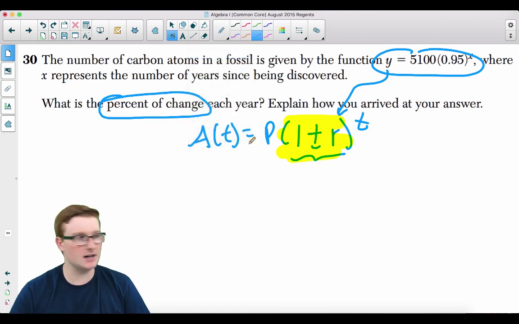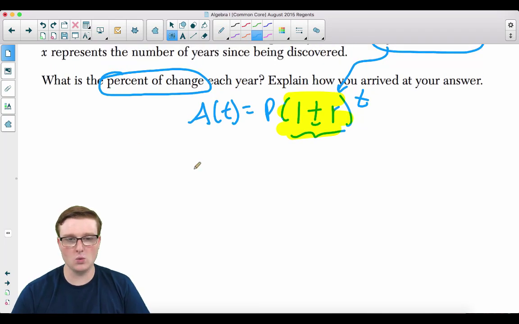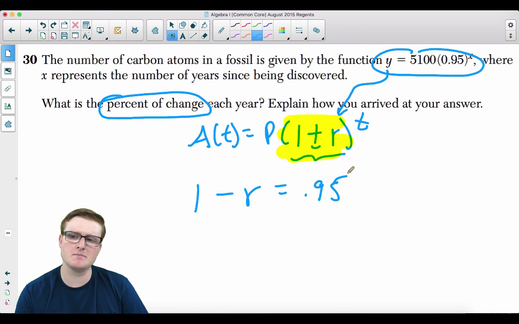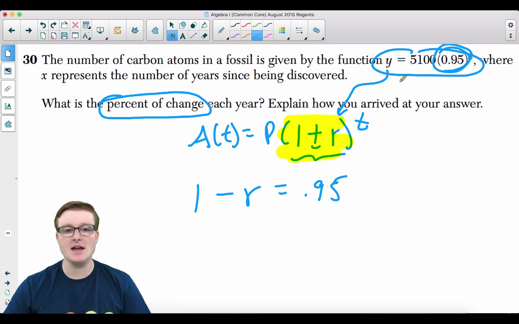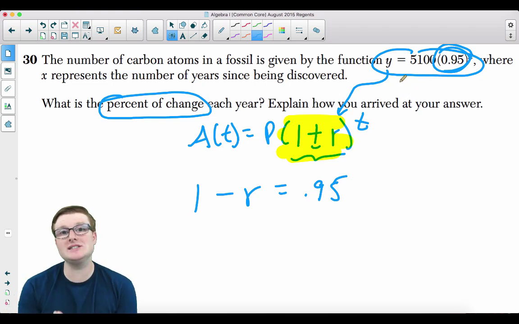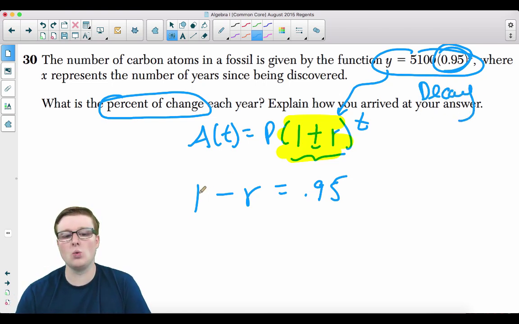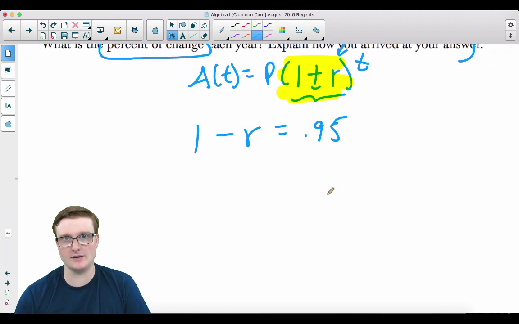So what we're going to do here is take 1 minus r and set it equal to 0.95. Now, why am I picking minus? Well, this number 0.95 is less than the number 1. That shows exponential decay. So this is a decay function. Okay? So it is decreasing. So it's 1 minus the rate is equal to 0.95.